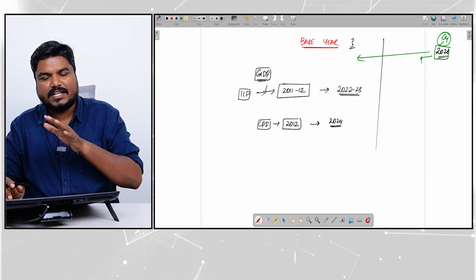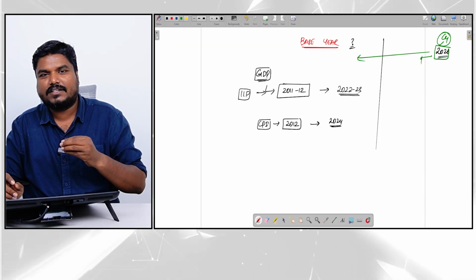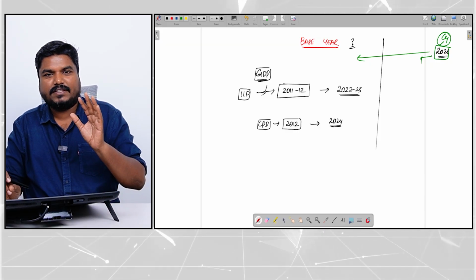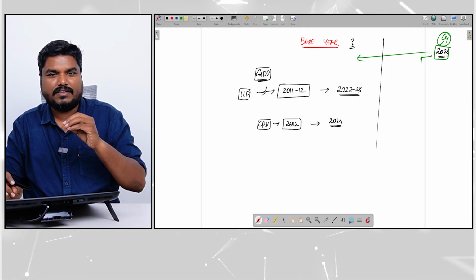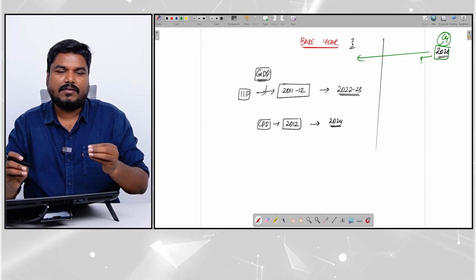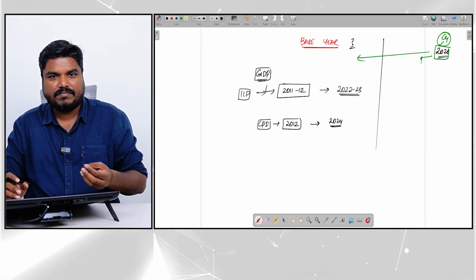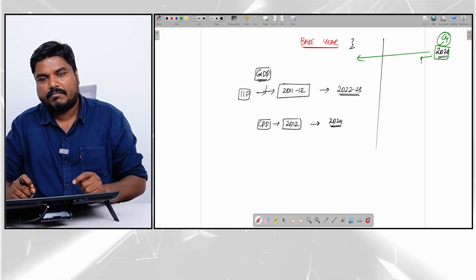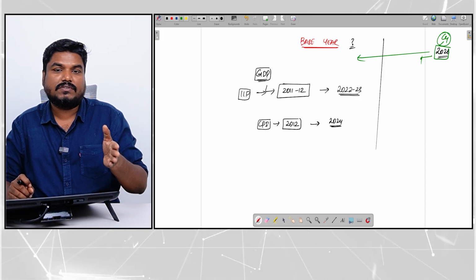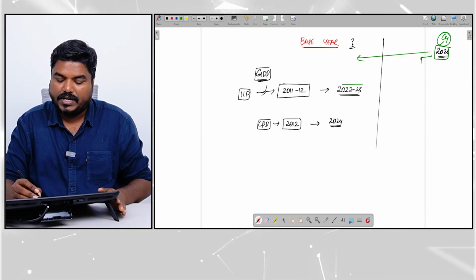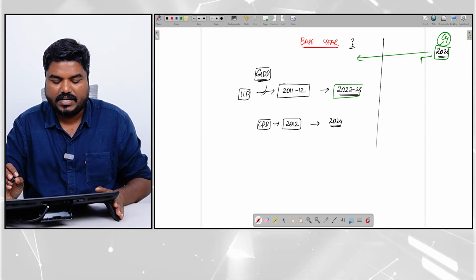At regular intervals it has to be revised. So once in 5-6 years it will be revised. The base year was 2004-2005 when Manmohan Singh was the Prime Minister. Then when Modi assumed the Prime Ministership during the NDA government, the base year was revised to 2011-12. Now it has been revised to 2022-23 in the case of GDP and IIP.